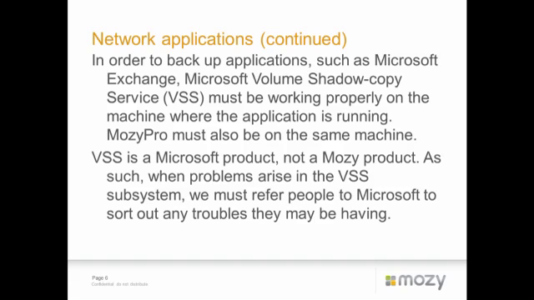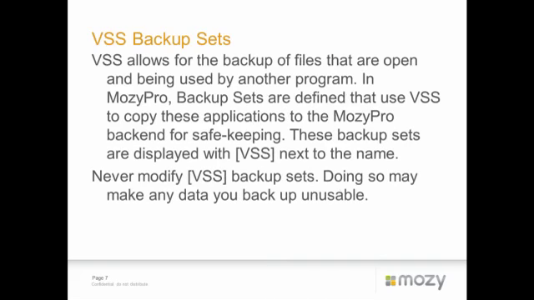So VSS has to be running in order to do some of these advanced backup functions that are required for backing up things like Microsoft Exchange or a SQL server, and so forth. Now this gets a little more complex, because within MozyPro there is a set of functions called VSS Backup Sets. These VSS Backup Sets are designed to back up files that are open. So let's back up and talk a little bit more about VSS, or the Volume Shadow Copy Service.